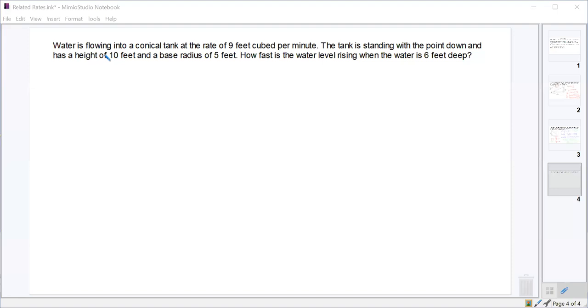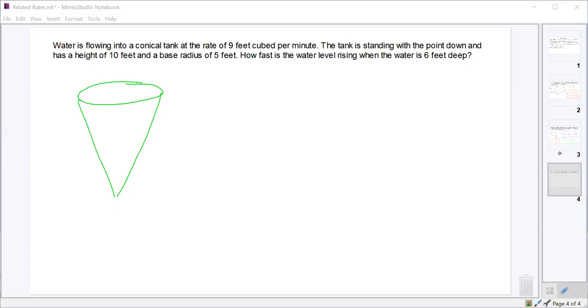So first off, we got water flowing into a tank that is a cone. So here's our cone. It says the tank is standing with the point down. I didn't do that very well, did I? There we go. That's perfect.